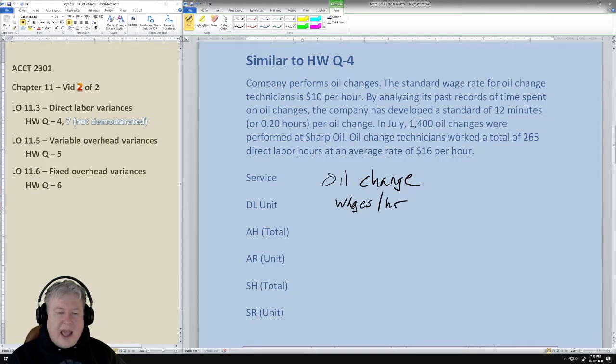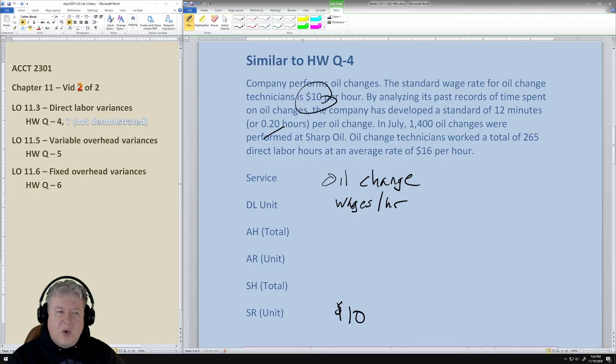So when we look at the actual hours, if you remember in the last one, 2 of them were given and 2 we had to calculate. Actually, when we go through here, the standard wage rate is $10 per hour. Okay, so that's the standard rate, $10. By analyzing this past record of time spent, it has developed a standard of 12 minutes or 0.2 hours. Okay, so we'll just leave that alone for right now.